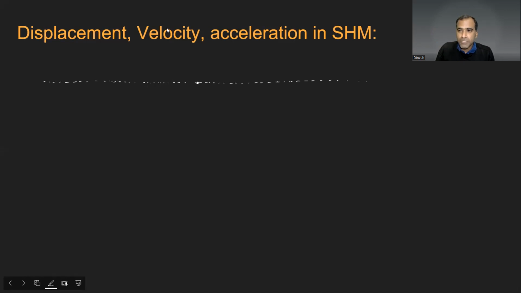When you disturb an object in SHM, it can be a spring or it can be molecules in a material. If you disturb them, they oscillate. They take to and fro motion. The simplest oscillatory motion is simple harmonic motion. Now, let me draw something here just to indicate the motion.